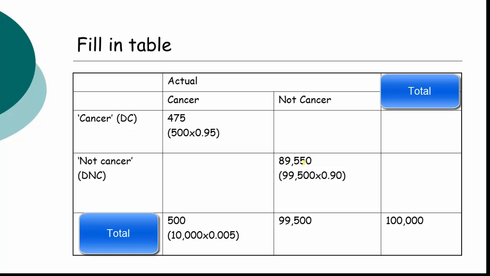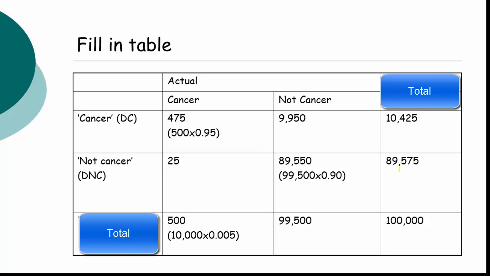We can do something similar here. We can subtract 89,550 from 99,500, and that will allow us to fill in the blanks. And then finally, if we simply sum across here, we can say, well, look, the number of people with a diagnosis of cancer was 475 plus 9,950, and that will give us this total. And the number of people diagnosed as not having cancer will be 25 plus 89,550, and that will give us the number over here.